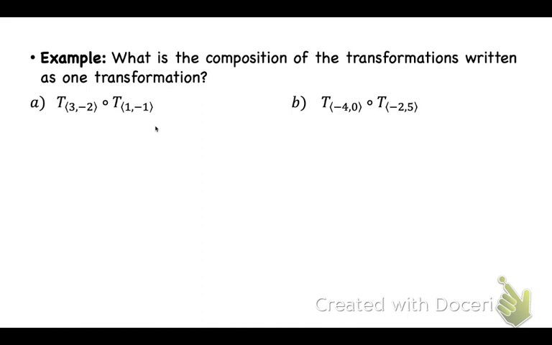Okay, so what is the composition of the transformations written as 1? First of all, which one would we do first? The right one first, right? And then we would go left. But when I combine them, I just combine them. So 3 plus 1 is what? 4. And negative 2 minus 1 is negative 3.